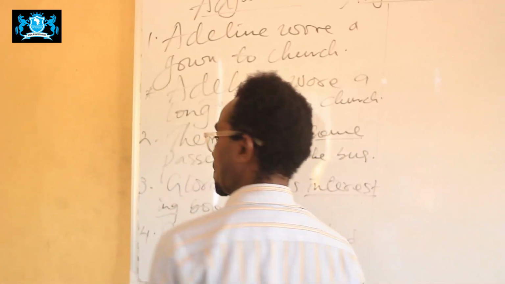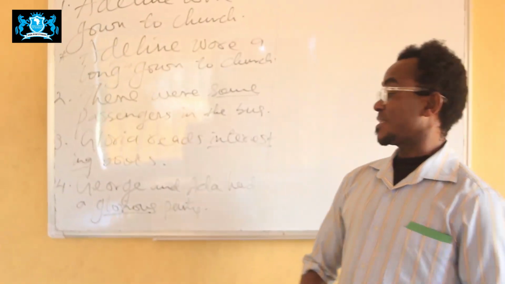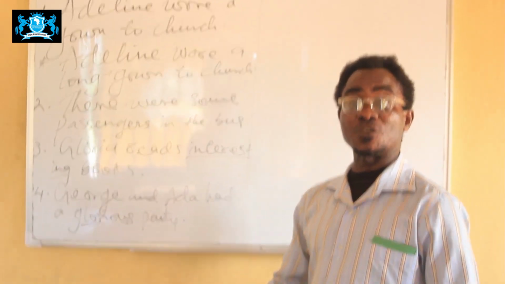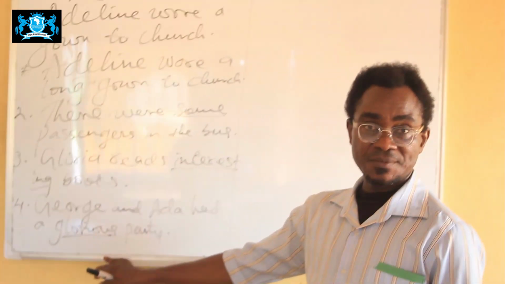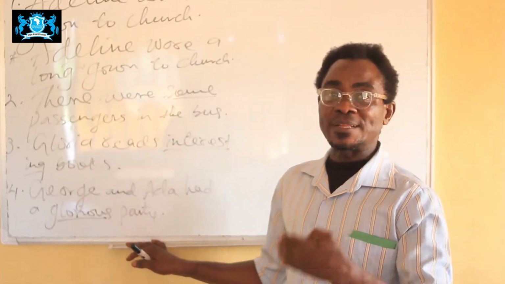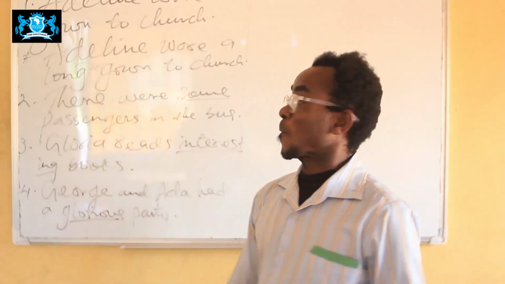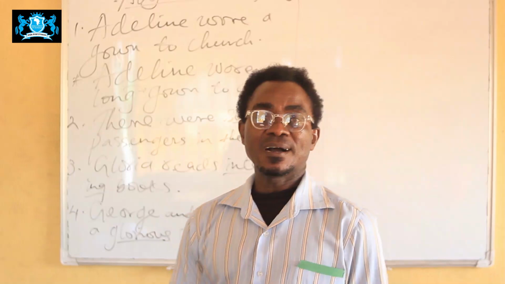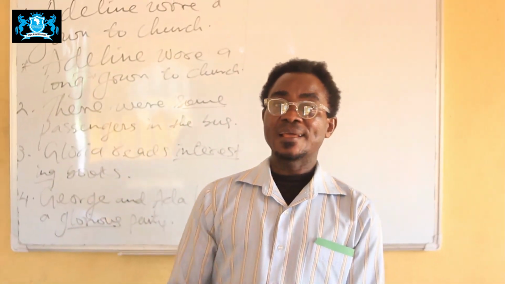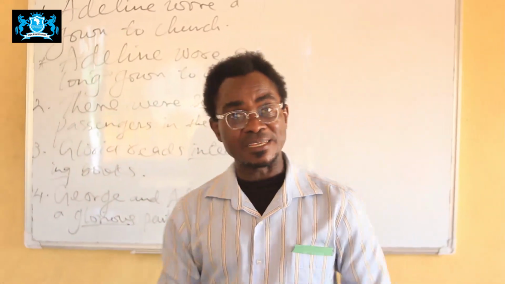In this example, to the question, what kind of party did George and Ada have? We will say George and Ada had a glorious party. With glorious, the adjective qualifies the noun party and tells us what kind of party George and Ada had. Now we have had a brief, or you could say a cursory, survey of what an adjective is.